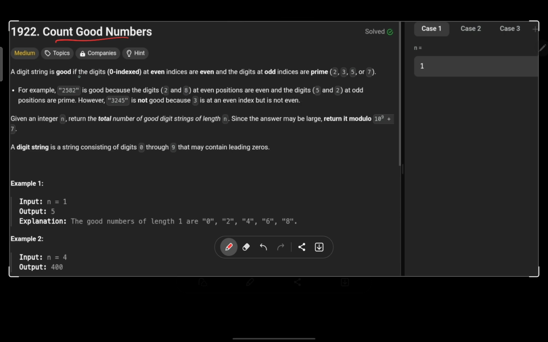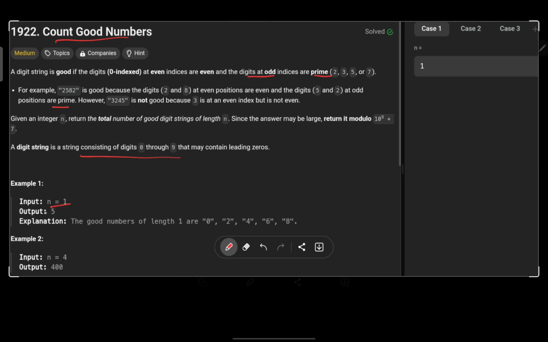A digit string is good if digits at even indices are even and digits at odd indices are prime numbers. Here the digits are from 0 to 9. For example, 2582 is good because 2 and 8 are at even positions, and the digits 5 and 2 are at odd positions and are prime.